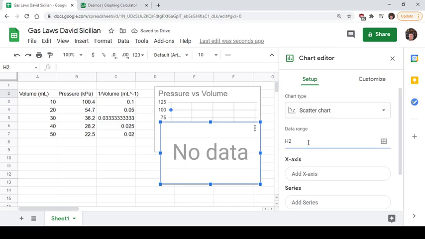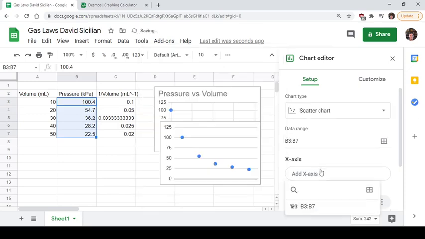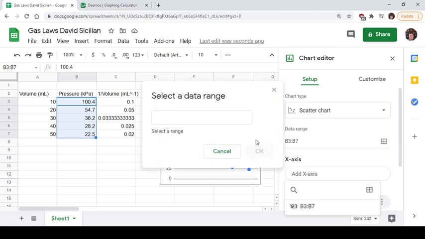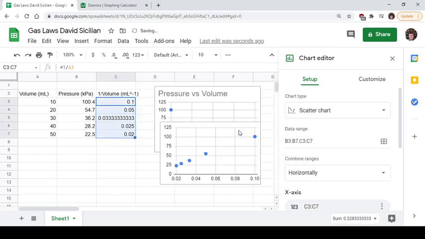And then in data range, let's delete that H2 and click on this Select Data Range. Again, I'm going to select the pressure column and hit OK. And then under X-axis, click on that, and then click this button again for Select Data Range. Click into there. Now I'm going to click and drag on the 1 over volume column. So once you do that, your data should show up on your chart.